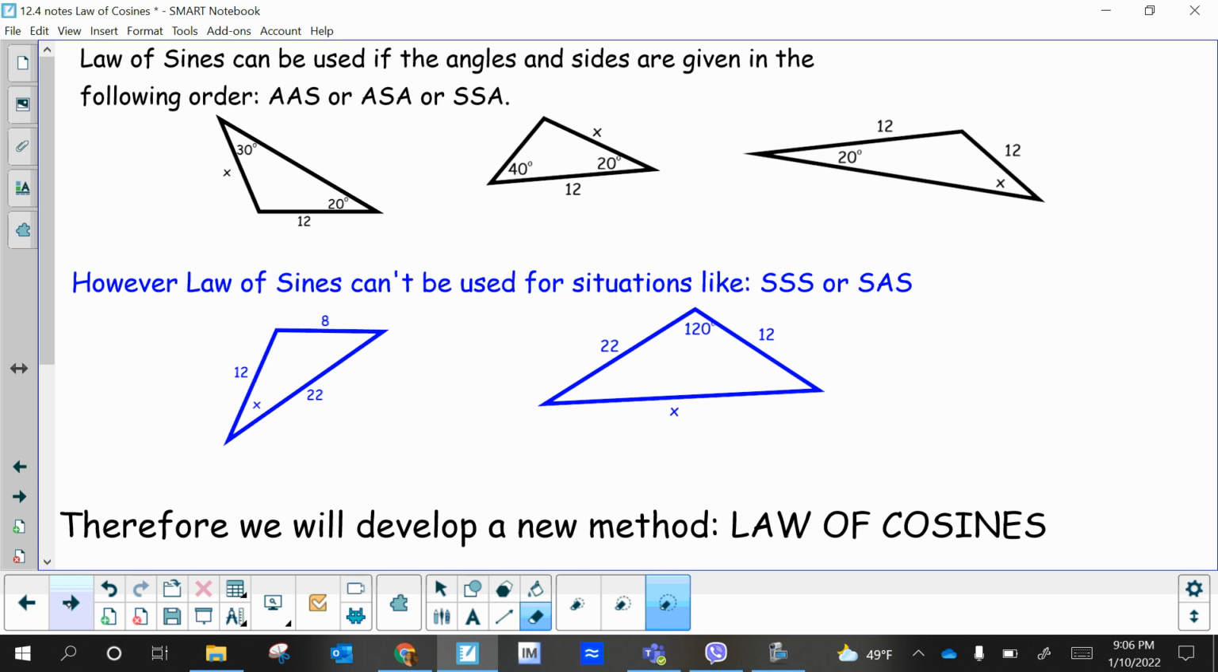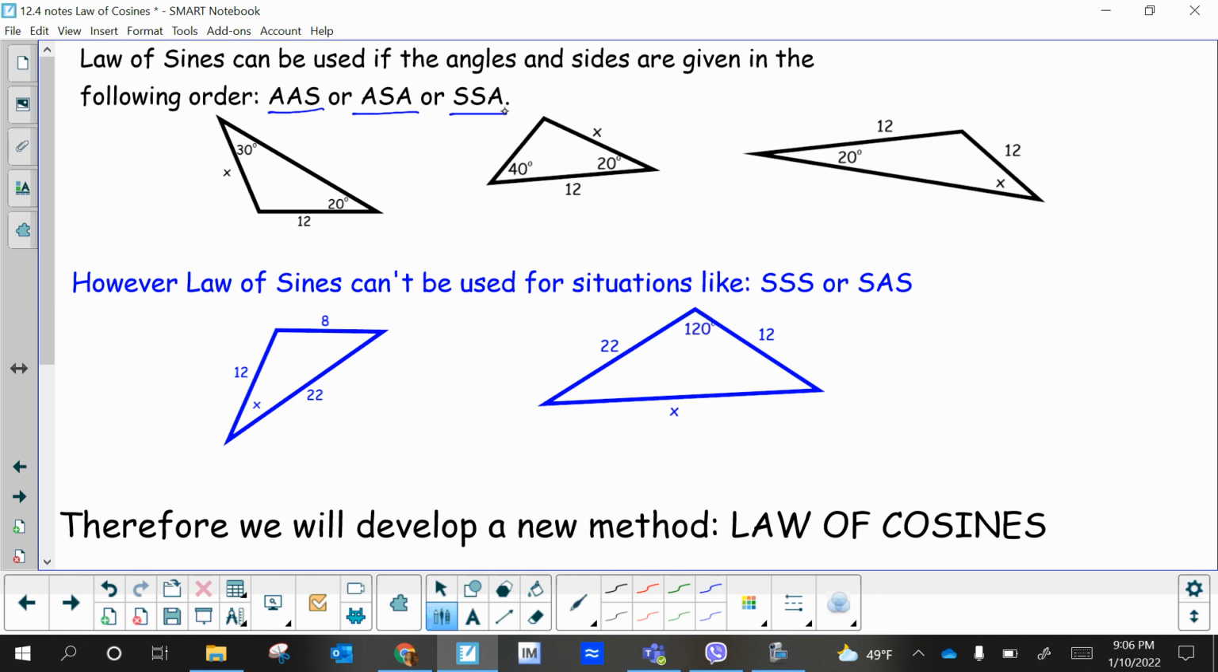So just to touch base, we just finished 12.3, which was the law of sines, and I want to reiterate that you can use the law of sines whenever you have a certain amount of sides and angles that are in a given order. And these are the three orders that you want to look for: AAS, ASA, or SSA.